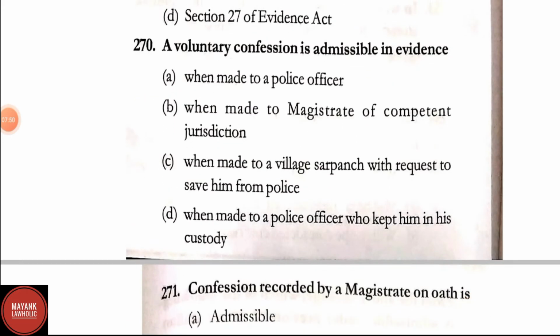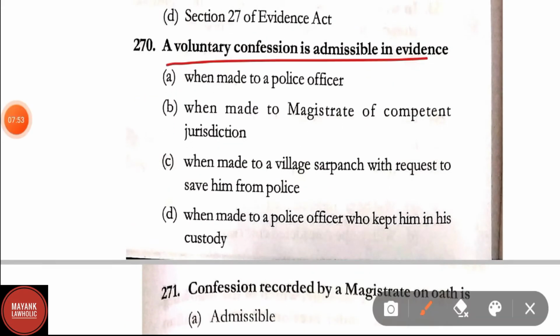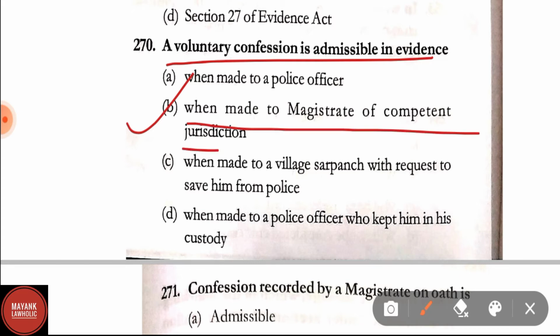Question number 270. A voluntary confession is admissible in evidence. Option A. When made to a police officer. Option B. When made to a magistrate of competent jurisdiction. Option C. When made to a village sarpanch with request to save him from police. And option D. When made to a police officer who kept him in his custody. Here correct answer is option B. A voluntary confession is admissible in evidence when made to a magistrate of competent jurisdiction.